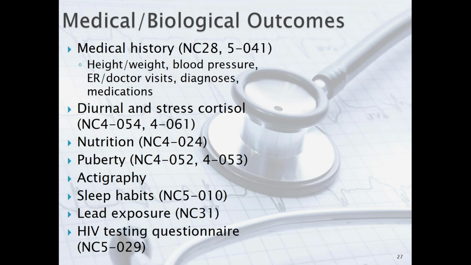So then moving on to more of the physical or medical types of outcomes. Those of you who are interested in these outcomes will certainly want to look at this medical history form in C28 or 5041, which is collected at not quite, but almost every time point. It includes quite a bit of information about the kids, including their height and weight, their blood pressure, doctor visits they may have had, ER visits, different diagnoses or medications. So that's one you may want to review.